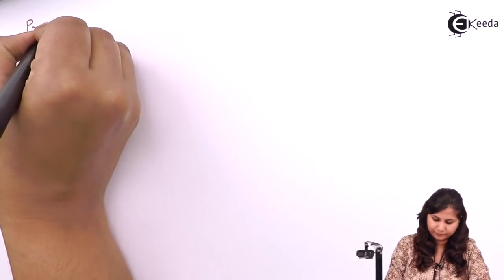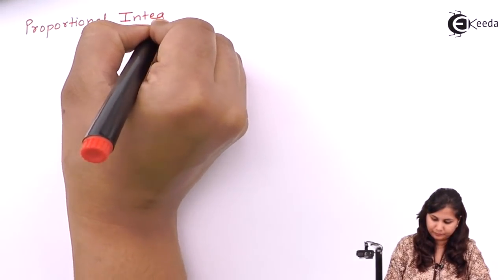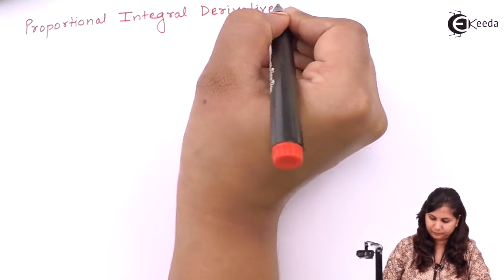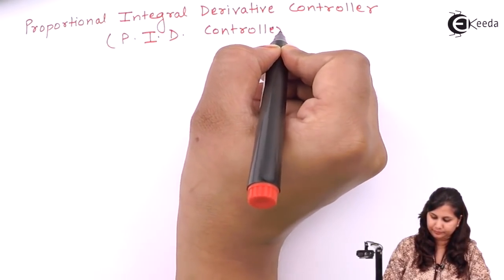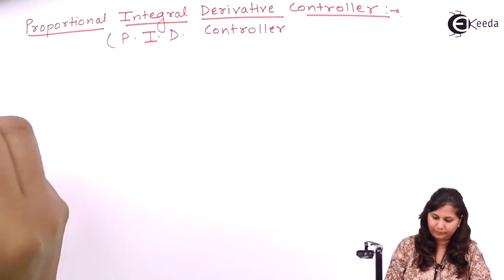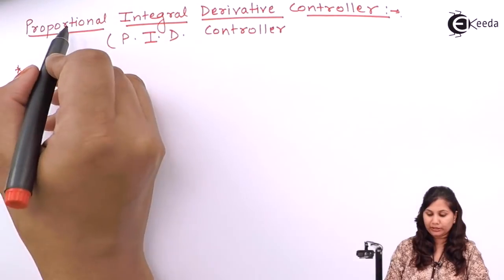Now the last type of controller is the combination of all the three controllers: proportional controller, derivative controller and integral controller. So it is known as proportional integral derivative controller, that is PID controller. This is a very important controller and most of the time it is used in control systems. So let us study about it. It is known as PID controller.